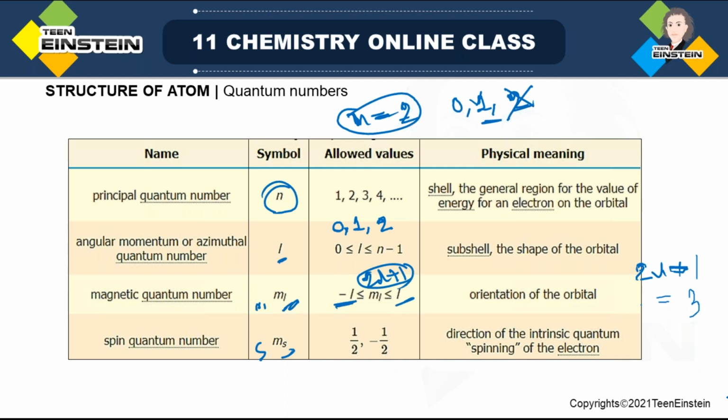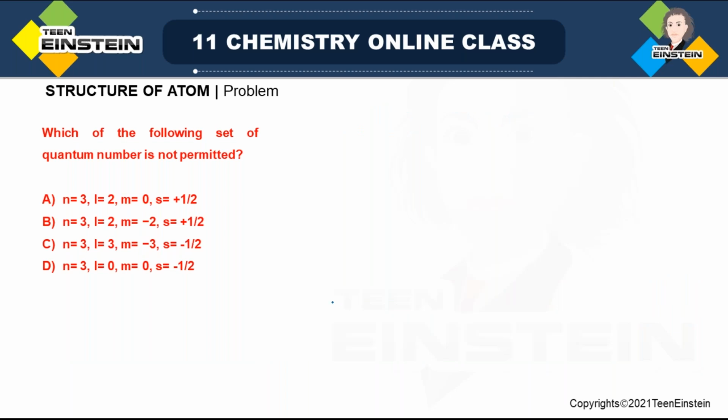And the spin quantum number, plus up and minus up, it denotes the direction of intrinsic quantum spinning of the electron. Okay, it is intrinsic. It is not that it is revolving around the nucleus, but it is spinning on its own axis. Fine. So that is all about the 4 quantum numbers. Next topic. Okay, we have some problems.